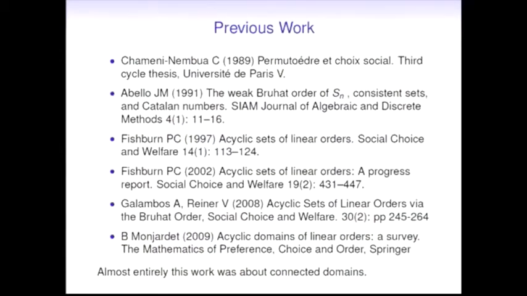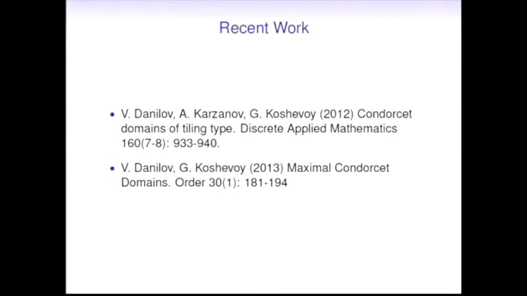There is a long literature on Condorcet domains. Monjardet was one of the important figures, because these two, Hemini, Nimbois, and Bello, wrote PhD theses under Monjardet. Then at some point, Peter Fishburn got a strong interest in Condorcet domains, and Galambos and Rayner did some important work too. Most of this work was about connected domains, that's domains of the first type, but not the second type, those which are subgraphs of the permutahedron graph. Recently, very important work has been done by the Russians from the Central Institute of Mathematics and Economics, Danilov and Koshevoy, and I will mention them slightly later.